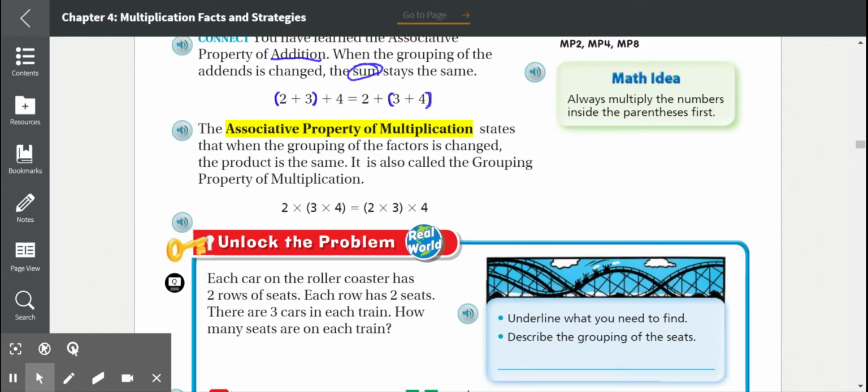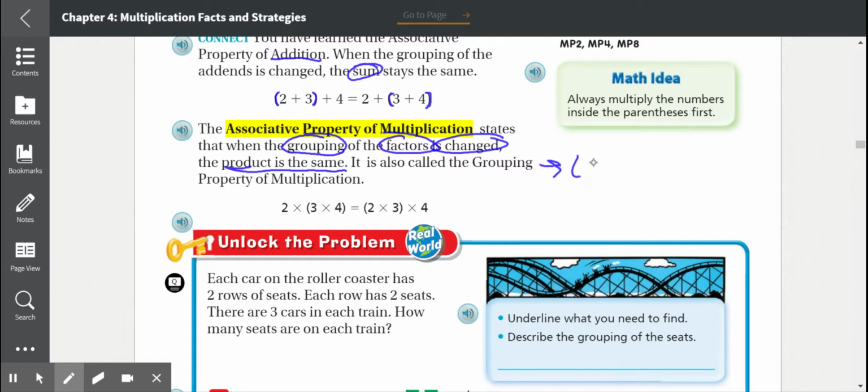So the associative property of multiplication states that when the grouping of the factors is changed, the product stays the same. And it's also called the grouping property. And when we mean grouping, we're talking about parentheses. Okay, so let's do a practice problem.